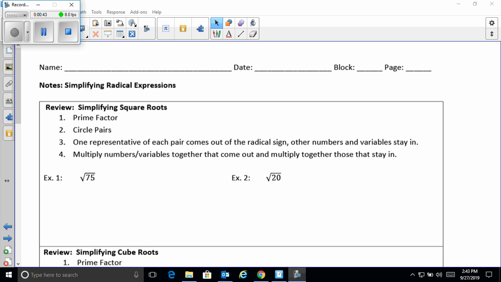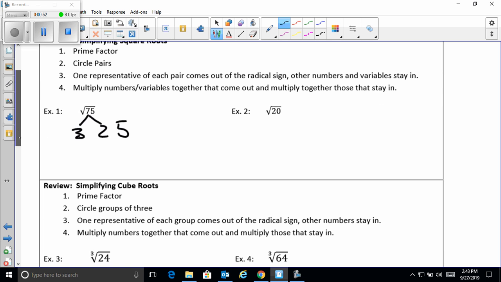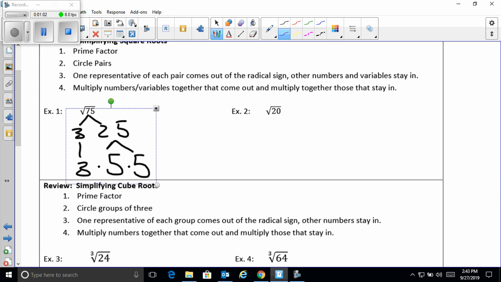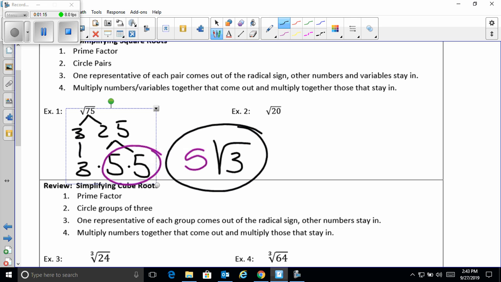So looking at 75, if we're breaking that down, and there's different ways to break it down, I'm going to break it down to 3 and 25 because I think about money. 3 is prime, but 25 is not, so I have to break it down more. So I'll break down to 5 and 5. So when I break it down, I have 3 times 5 times 5. I'm looking for perfect pairs. Here's a perfect pair, two 5s. So what gets to come out? The 5 comes out. And then what has to stay in? Well, the 3. He doesn't have a partner. So that's my answer when I'm simplifying a square root.